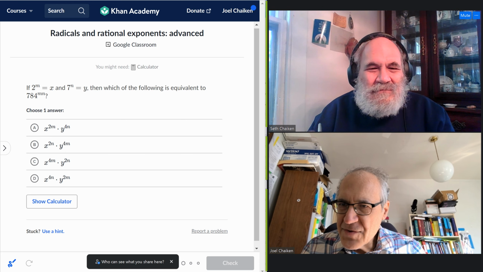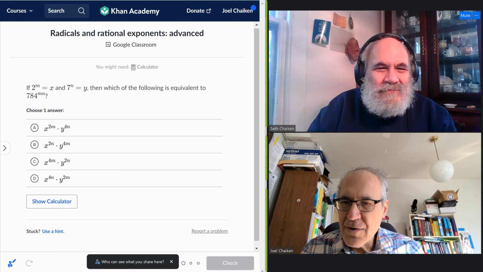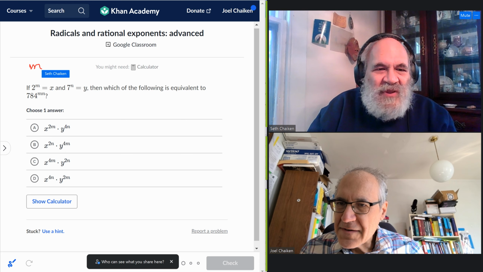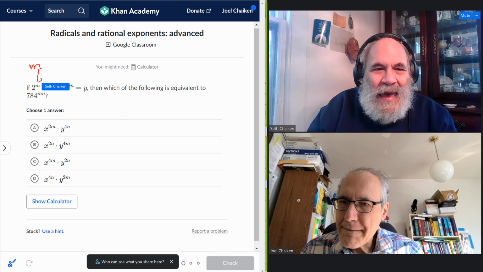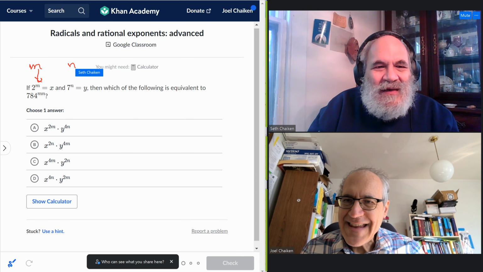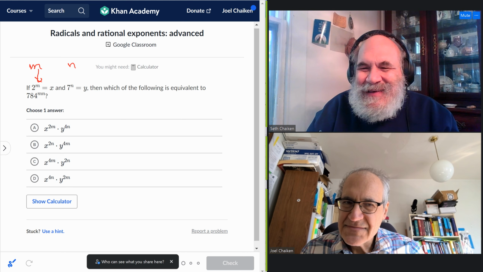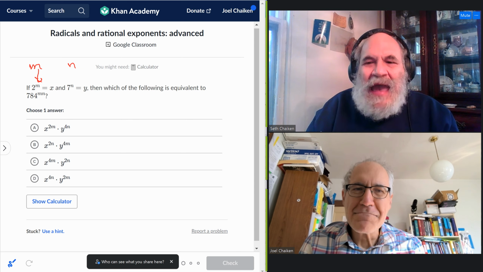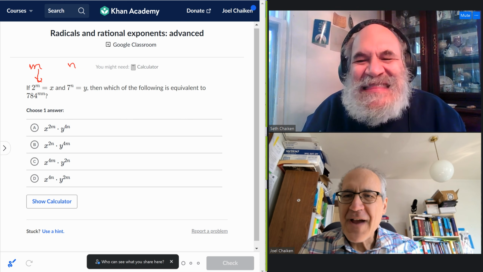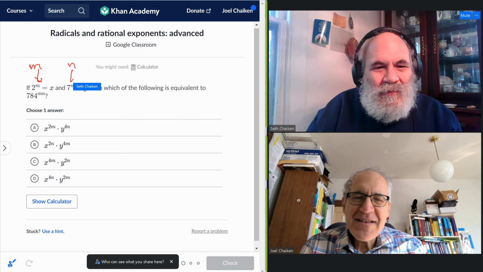Okay, if 2 to the m is x and 7 to the n is y, which of the following is equivalent to 784 to the mn? Notice, that's m and n. Don't say "to the m, to the m." 2 to the m and 7 to the n. The bottom line is you have factors of 784 raised to these m and n factors.